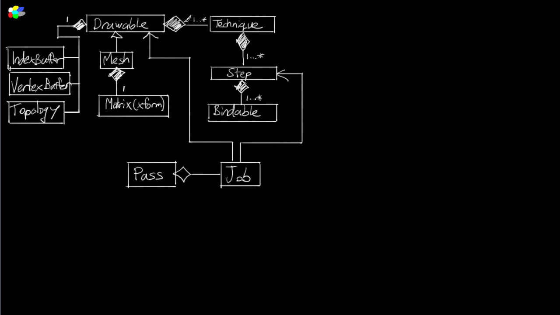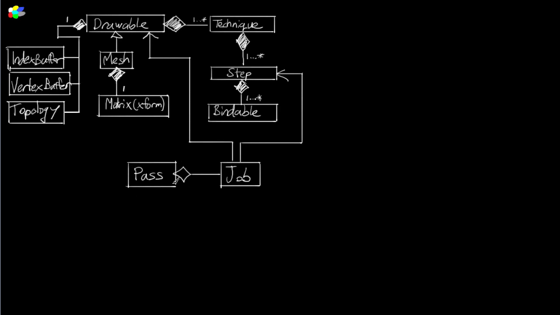So a drawable is also composed of one or more techniques. And a technique is composed of one or more steps. And a step is composed of one or more bindables. So step is just a pool of bindables. Technique is a list of steps. Then on the other side of the pool, you have a pass, which is our render queue.